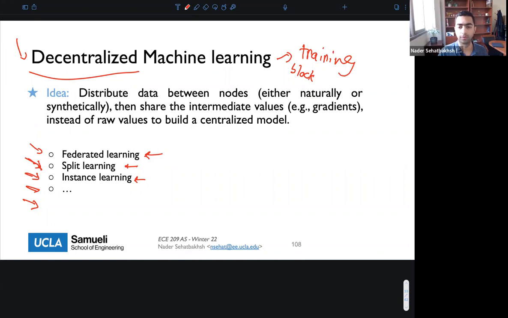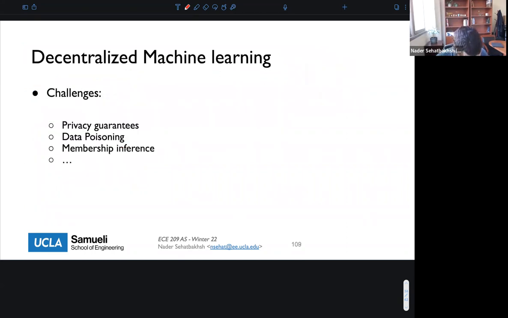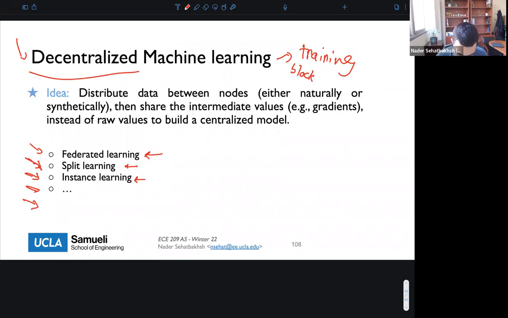All right, so I think we are back. Sorry for the glitch. So yeah, the idea of decentralized learning is this. We're going to have papers about federated learning, so we will learn a little bit about this.